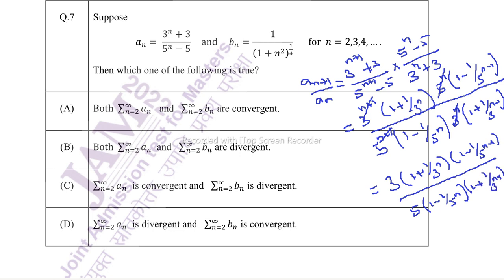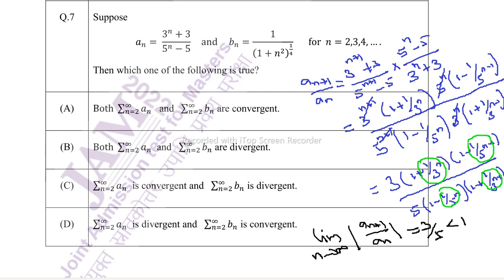As n goes to infinity, this term goes to 1, this term goes to 0, therefore this term goes to 1. And then this goes to 0, and this goes to 0, and this goes to 0. As n goes to infinity, everything goes to 1. Therefore, we get 3 by 5. Therefore, the limit as n goes to infinity of modulus of an plus 1 by an, anyway everything is positive, if you want you can take the modulus, is nothing but 3 by 5. The value 3 by 5 is less than 1. And we know the result that therefore this should be convergent. Therefore the series an is convergent.